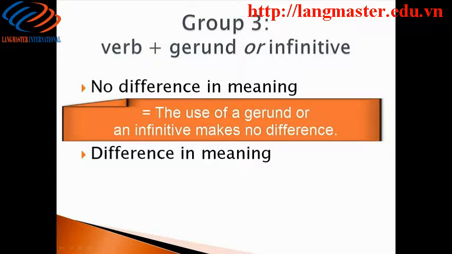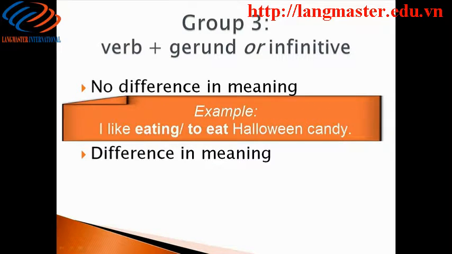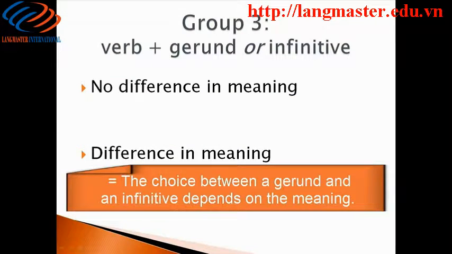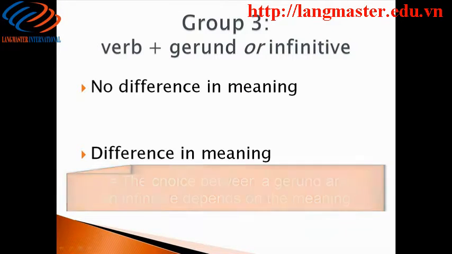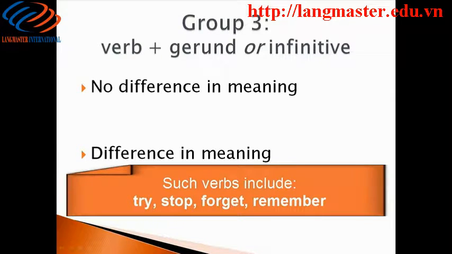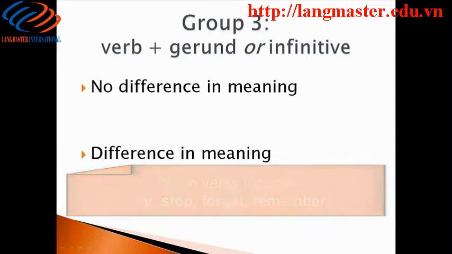Some of these verbs have no difference in meaning when you choose a gerund or an infinitive. For example, I like eating Halloween candy. I like to eat Halloween candy. There's no difference in meaning. But with other verbs, there is a difference, and you have to choose carefully. If you choose a gerund, there's one meaning. If you choose an infinitive, there's another. There aren't too many verbs with that difference in meaning, but there are several. Right now, we're going to study the changes in meaning with try, stop, forget, and remember.